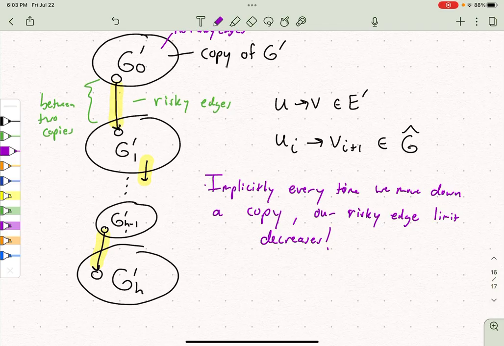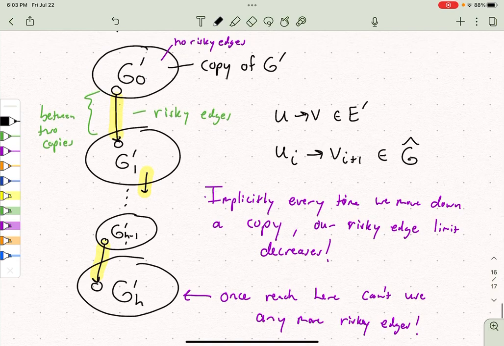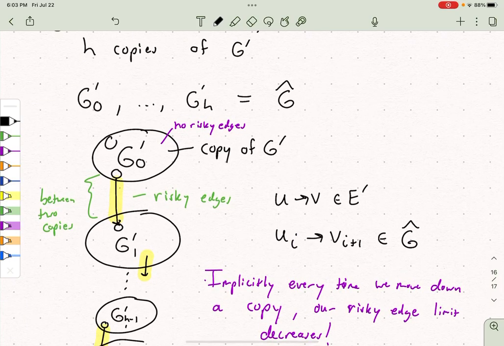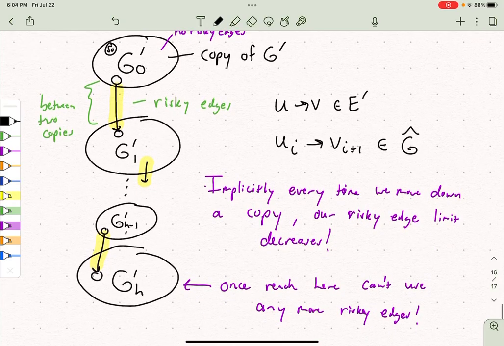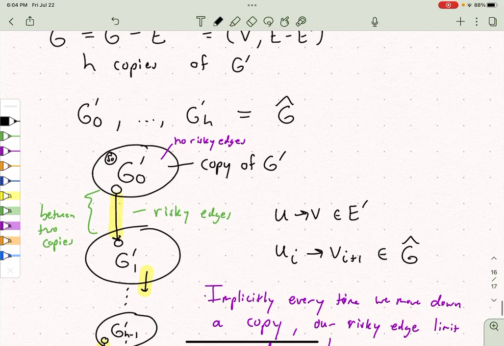Once we reach G H prime, so once we're here, we can't use any more risky edges. So that's the idea. If we compute the shortest path from S0 to everything in here, then that gives us the shortest paths from S to V where we use at most H risky edges.